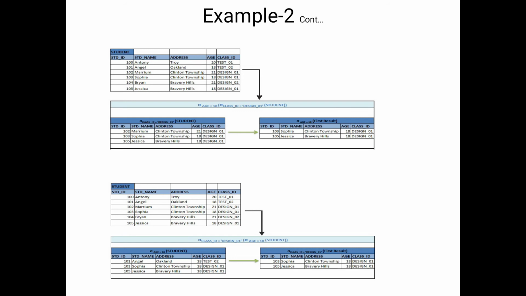Now please observe the bottom output. From the student table, we first filter those whose age is 18. Here we received 3 records. From this information, we apply the next filter, whose class id is design 1. That is the example.